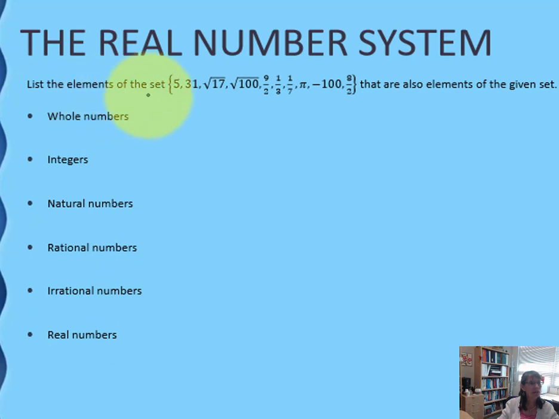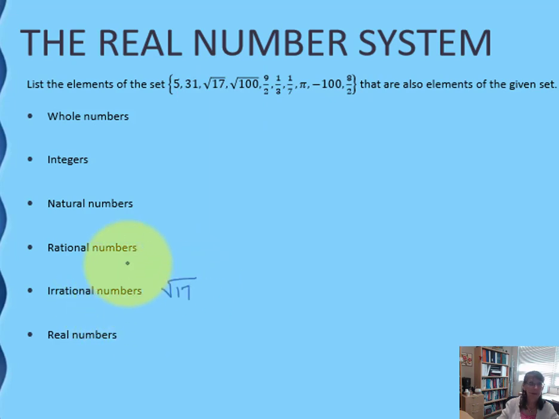Here's one more example. We have a list of the elements of the set: 5, 31, square root of 17, square root of 100, 9 halves, 1 half, 1/7, pi, -100, and 8 halves. So let's look down the elements again. 5, 31, square root of 17. You might want to try that out on your calculator, and you will find that the square root of 17 is a non-terminating, non-repeating value. So we know right away that square root of 17 would be an irrational number.